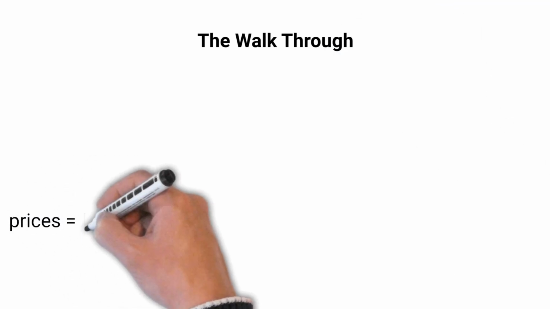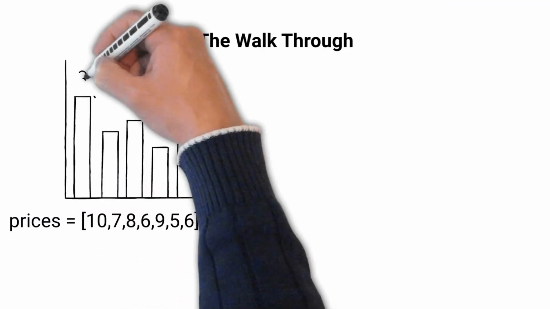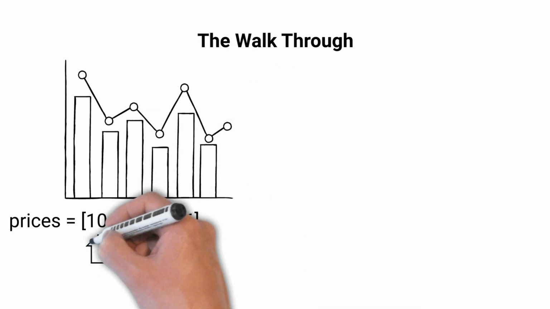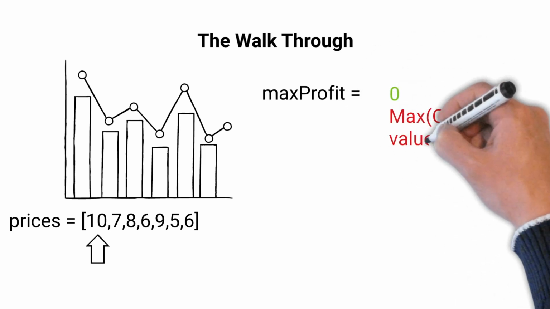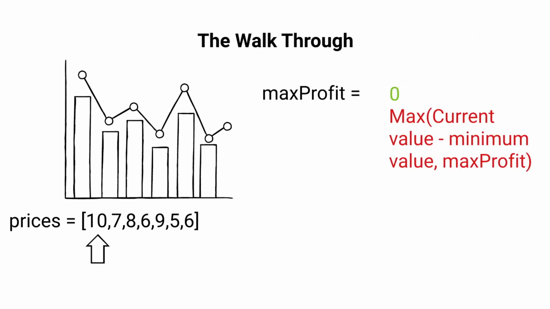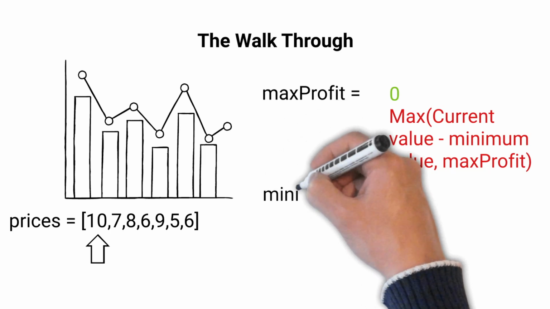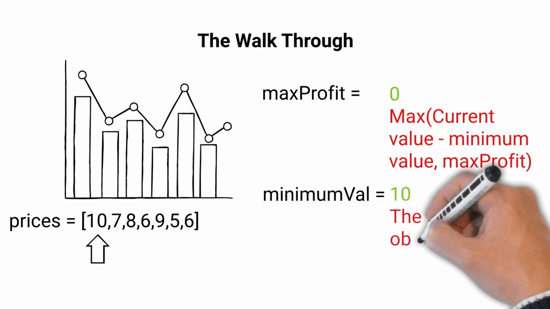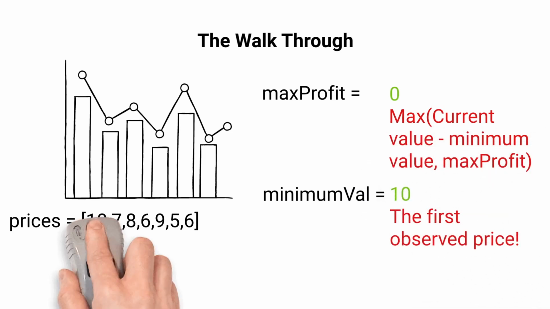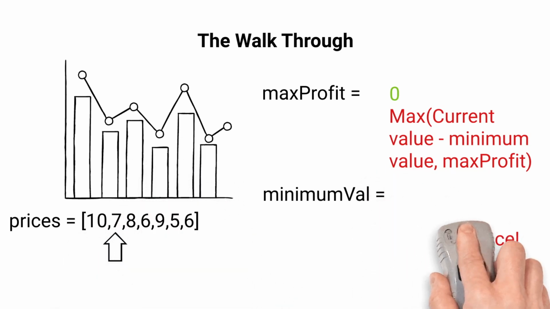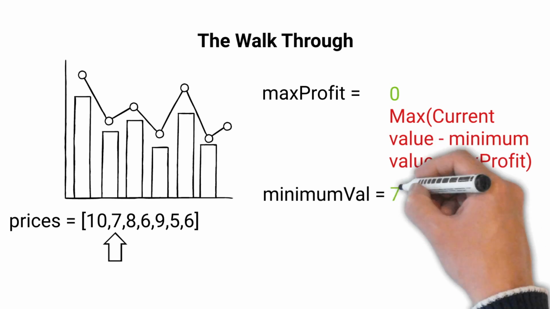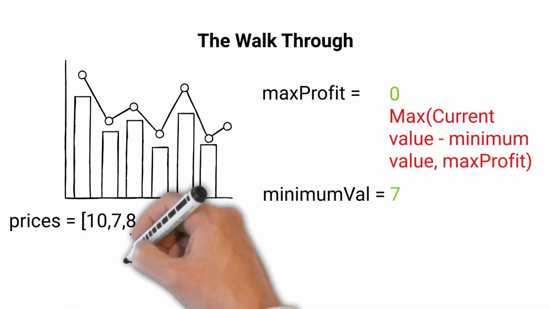Now let's walk through. Here are the prices that we're going to be looking at. We're going to iterate over them starting at 10. We're going to declare two variables: max profit, which we'll set equal to 0, and we'll calculate max profit as the maximum of the current value minus the minimum value, or the maximum profit that we've observed so far. The minimum value is going to equal 10, which is the first observed price. So we then go to the next item in the array, we update the minimum value and set it equal to 7, and then we go to the next price in the array, which is 8.